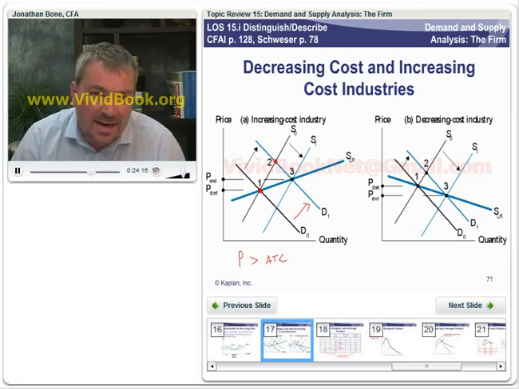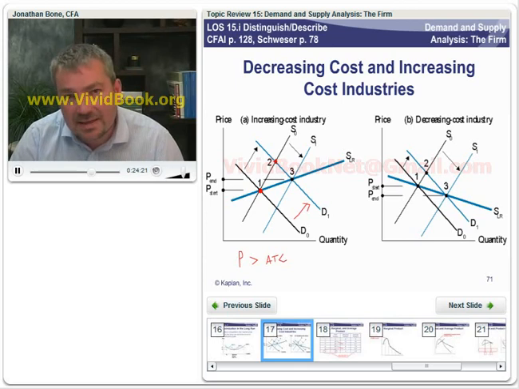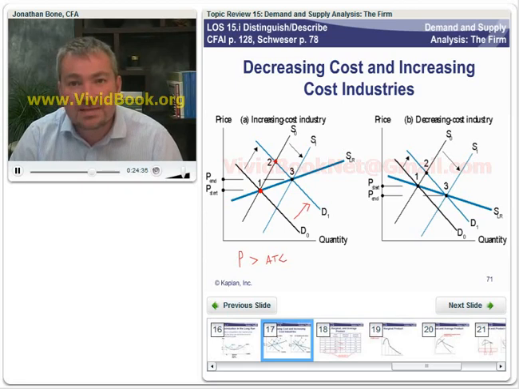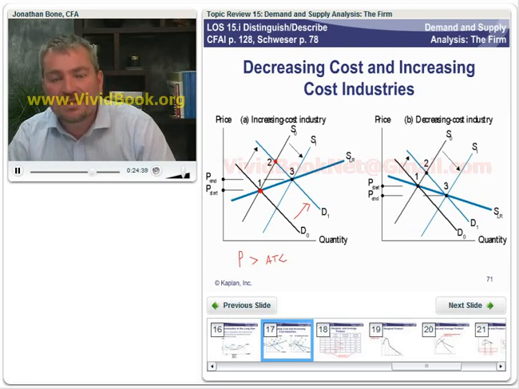Now, we're in an increasing cost industry here. What that means is, as we generate these economic profits at point 2, we're going to attract competition. As competition comes in, that's going to create more demand for resources, i.e. factors of production. That's going to increase the cost of the factors of production, which is going to increase the firm's average total cost. Notice then, as the firm's cost of production increases, the supply curve shifts out to point 3.